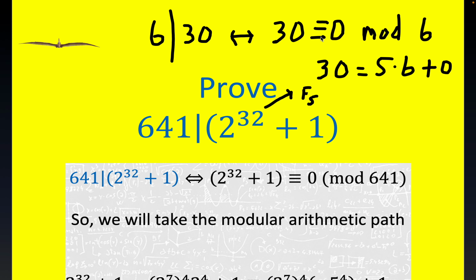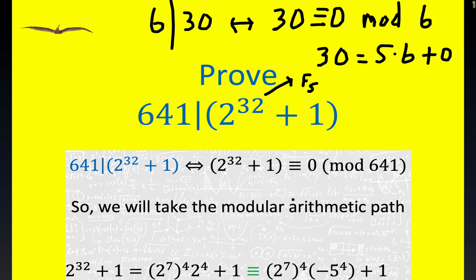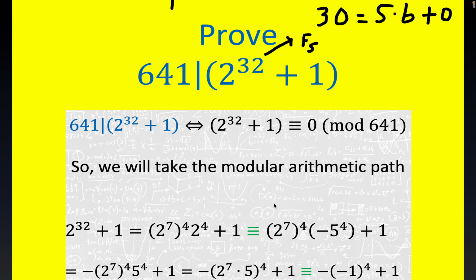Okay, now, per this example, hopefully you'll agree that the problem statement is absolutely equivalent to the quantity 2 to the 32nd plus 1 being congruent to 0 mod 641. And the nice thing about this congruent symbol is you can treat it like an equality symbol in a lot of cases. All right, now let's get started. So here's our 2 to the 32nd plus 1.